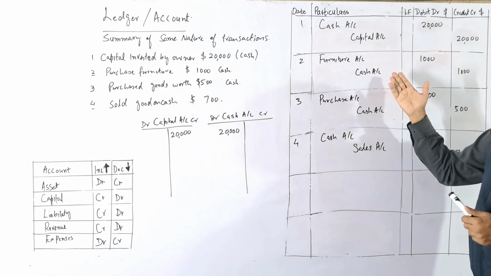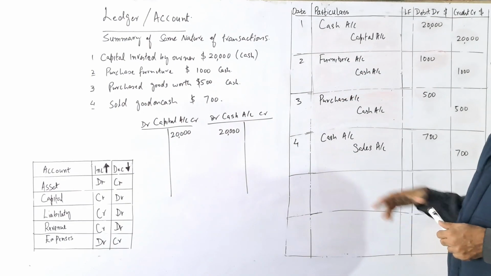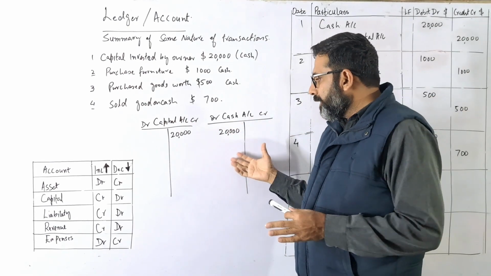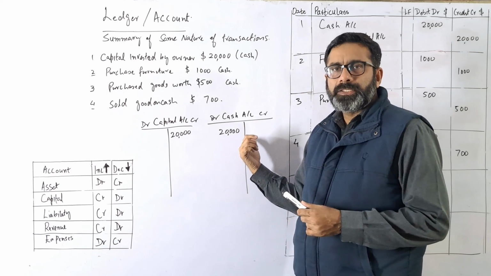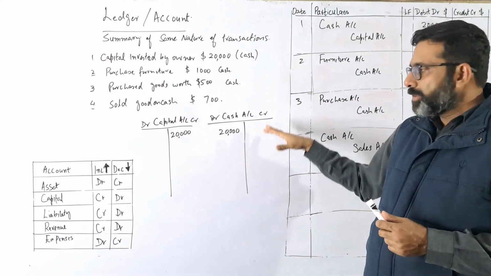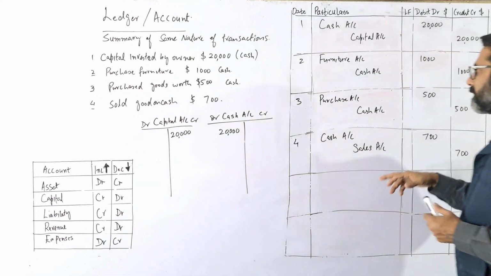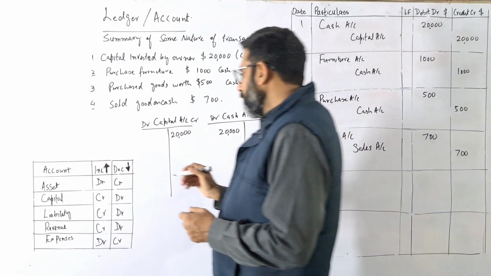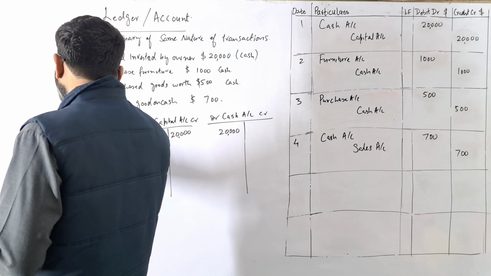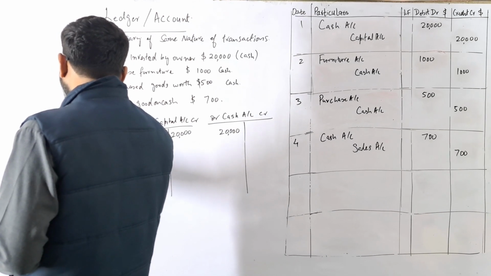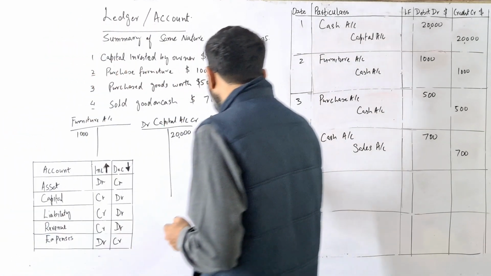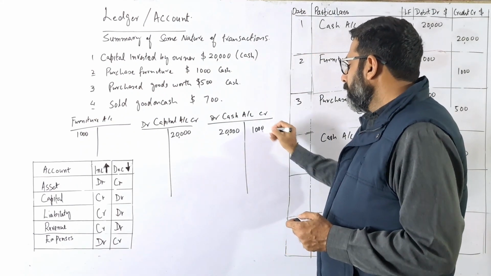Now if you look at the second transaction, there are again 2 effects, the furniture account and the cash account. Now we have to see how many new accounts we need. We already have the cash account, so no need to prepare a new account for cash. So we need only one account, that is related to the furniture. So a small account we can prepare, like furniture, $1,000 debit, and the cash is $1,000 as a credit.